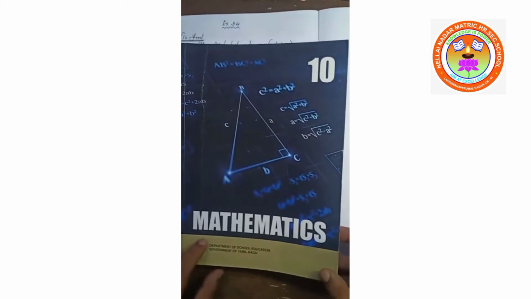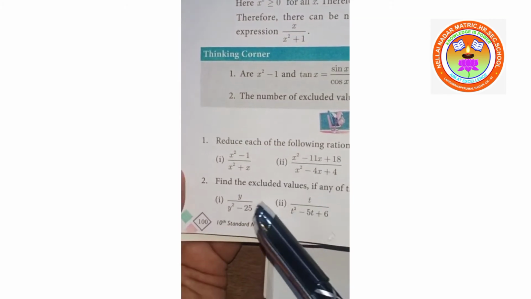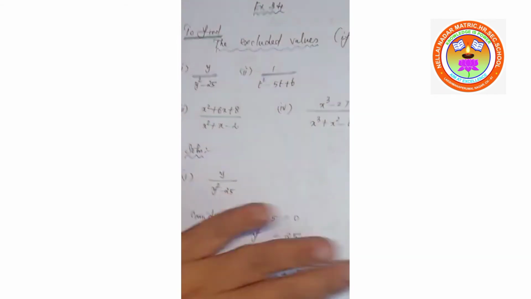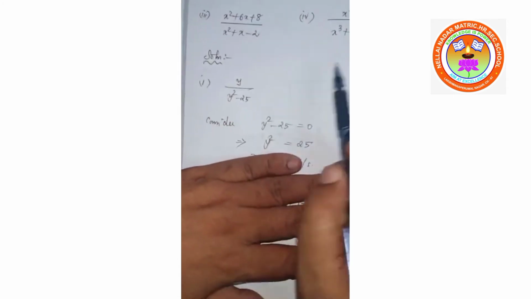10th standard mathematics, chapter number 3, continuation of exercise 3.4. Find the excluded values, if any, of the following expressions. 4 subdivisions are there. Look at that. We have to find out the excluded values. Here we have 4 subdivisions. Consider the first subdivision, y divided by y squared minus 25.